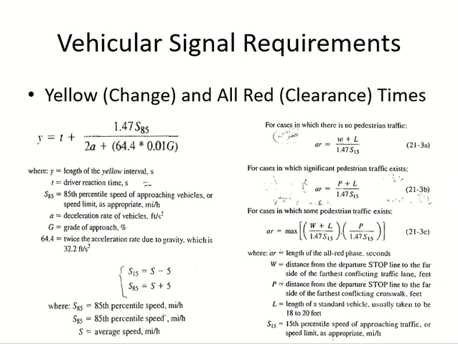Three different options, and they depend upon how many pedestrians are crossing. If there are no pedestrians crossing, you will use this equation. If there are many pedestrians crossing, you will use this equation. If there are somewhere in the middle, then we will use this function.